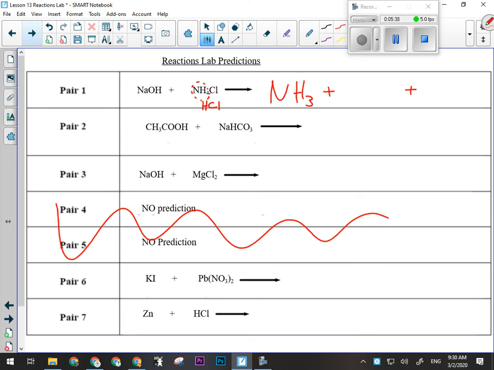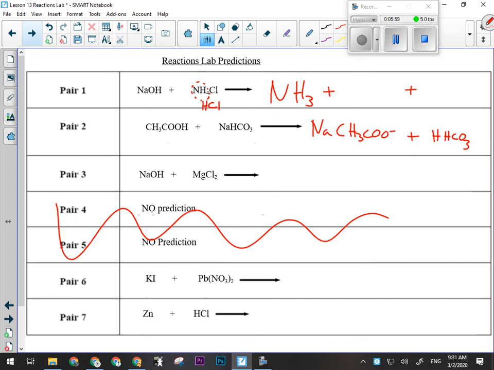All right, pair number 2 also did not go as predicted. Okay, we predicted that we would get this sodium acetate and hydrogen carbonate.